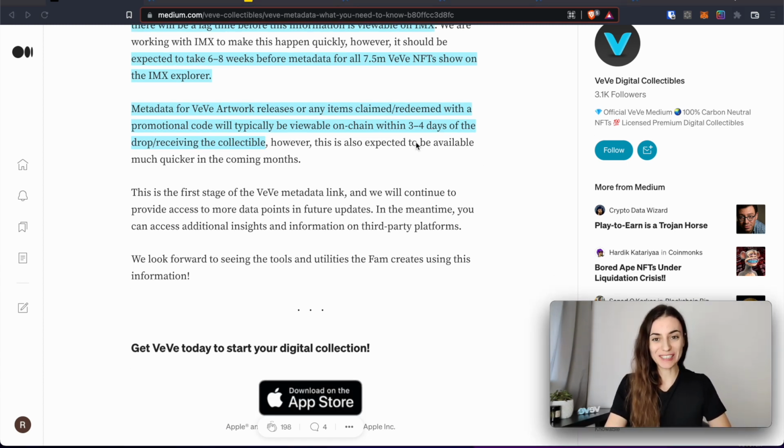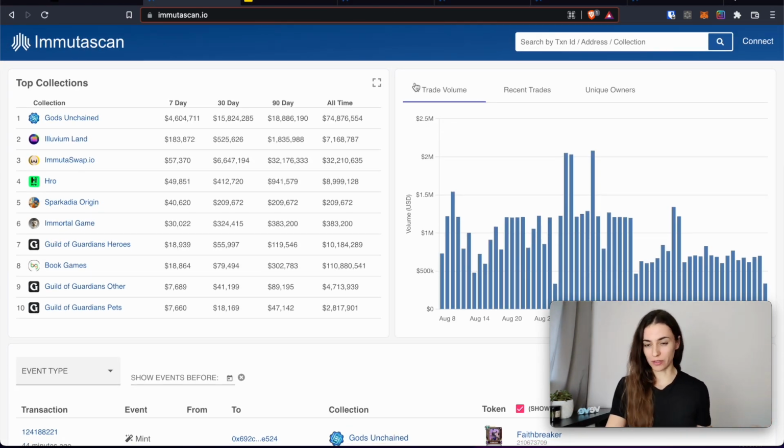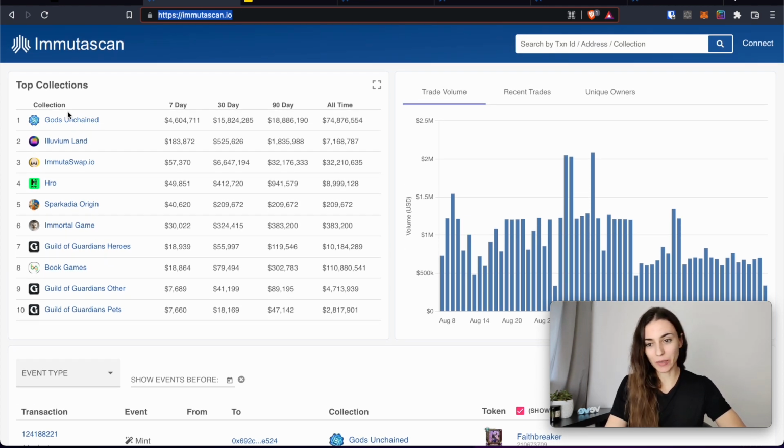Okay, so let's go over to Meterscan and have a look at what this metadata actually looks like. For those of you not familiar with it, Meterscan is just like Etherscan, but for ImmutableX. The address is meterscan.io, and here we already see all the collections that are currently on Meterscan, and as you will notice, Veve is still not on there.